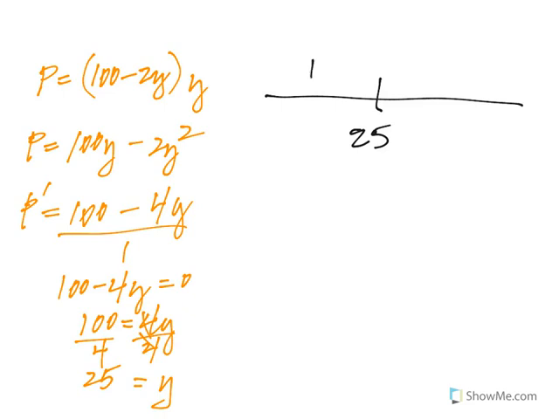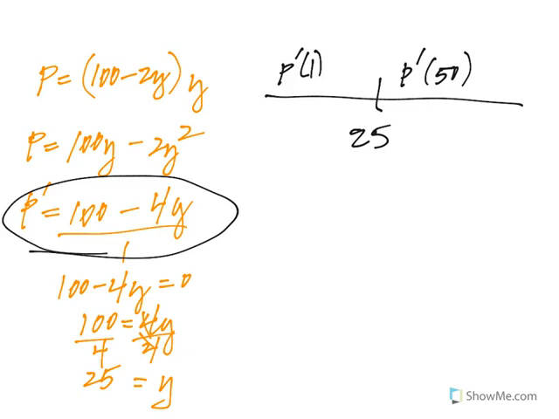So what I want to do is just pick numbers on either side and plug them into my slope machine. So I've got p prime of 1 and p prime of 50. So I'm going to take those and plug them right into here. Now, if this is indeed a maximum, I want it going uphill on the left.